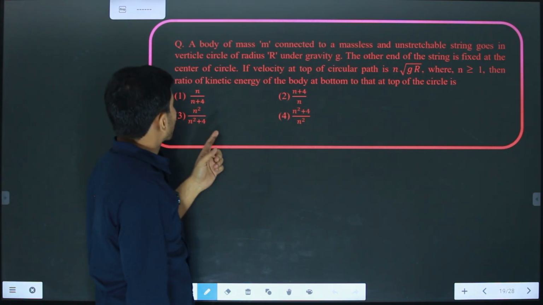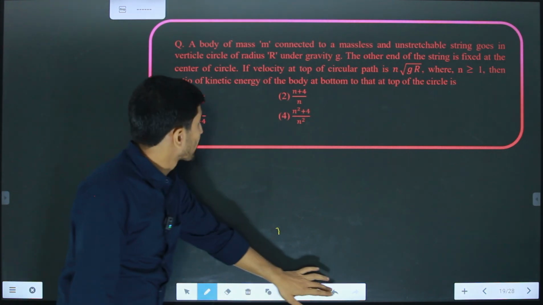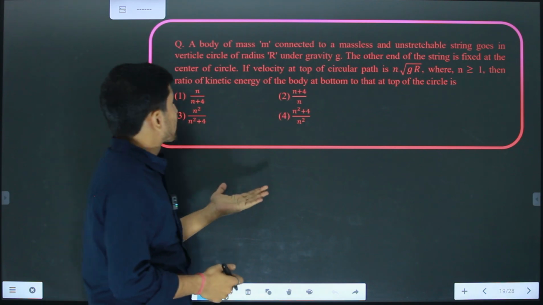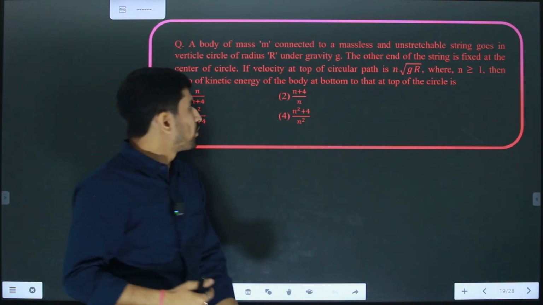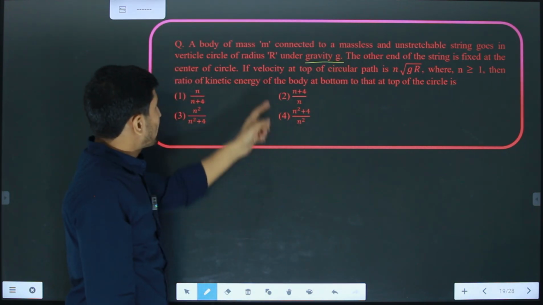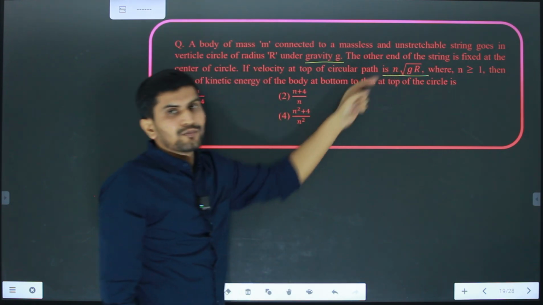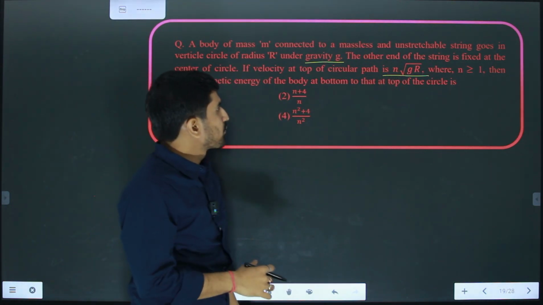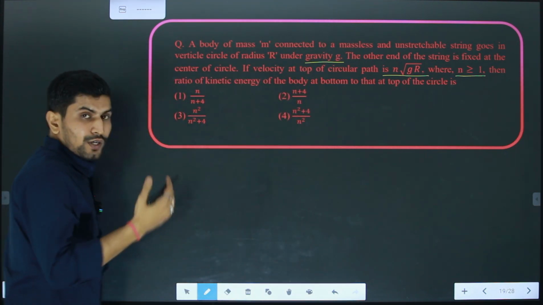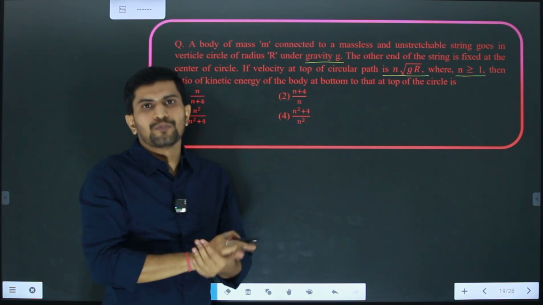Alright, so this is the next question. So in this question, what do we have? We have a body of mass m. It is connected to a massless, unstretchable string which goes in a vertical circle. Vertical circular motion under gravity, and then it is mentioned that at the top of the path, the speed of the particle is n multiplied by square root of gr, where n is more than or equal to 1. We have to calculate the ratio of the kinetic energy between the bottom point and the top point.